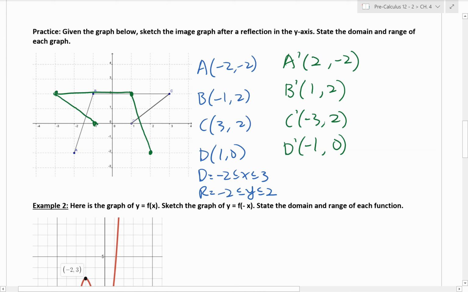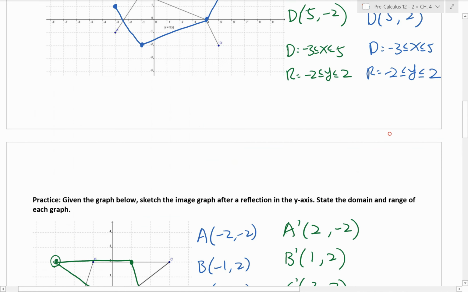Now you can see the domain is going to be different. This goes from -3, so that's my leftmost point, to the rightmost point at 2 for the x value. The range actually remains the same because we're reflecting over the y-axis. Therefore, y values do not change. Okay, that's it.